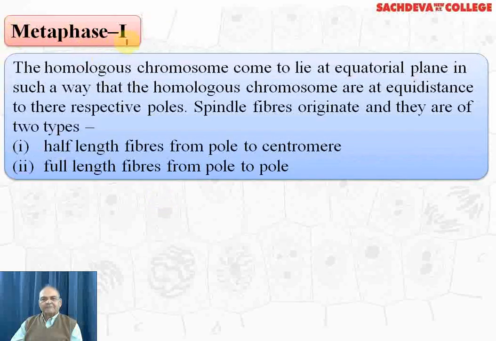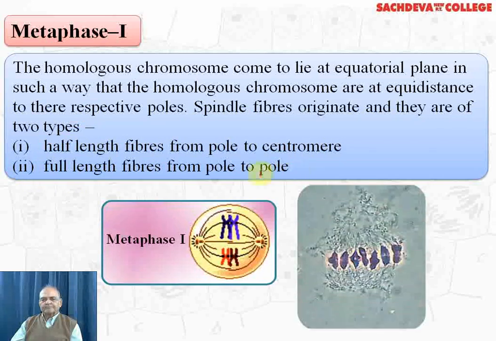Metaphase-I. The homologous chromosomes come to lie at the equatorial plane in such a way that the homologous chromosomes are at equidistance to their respective poles. Spindle fibers originate, and they are of two types. One is half-length fibers, that is from pole to centromere, and another is full-length fibers from pole to pole. You can see here.